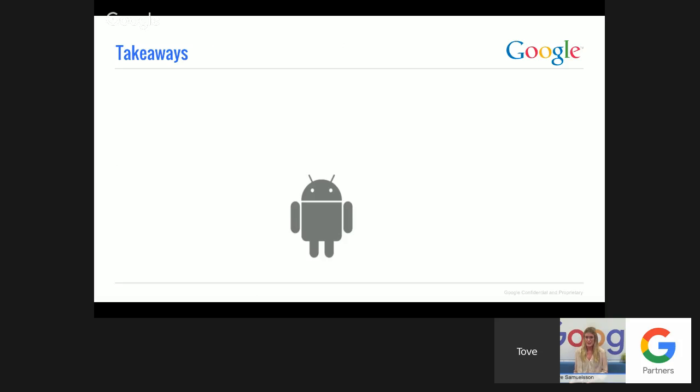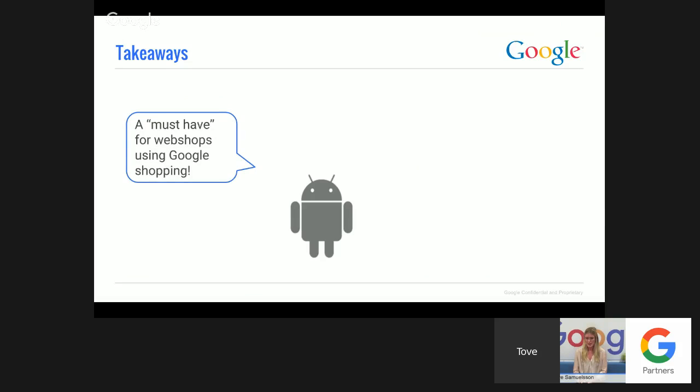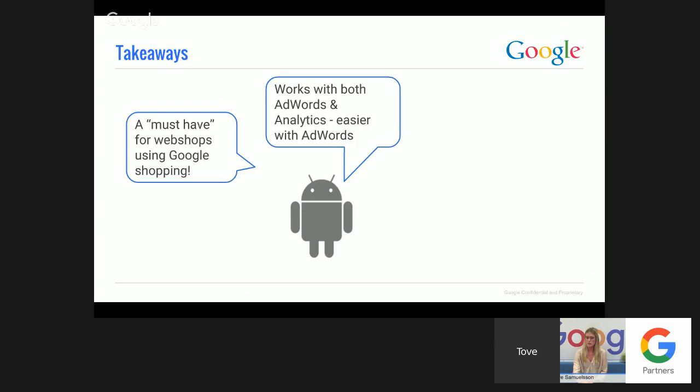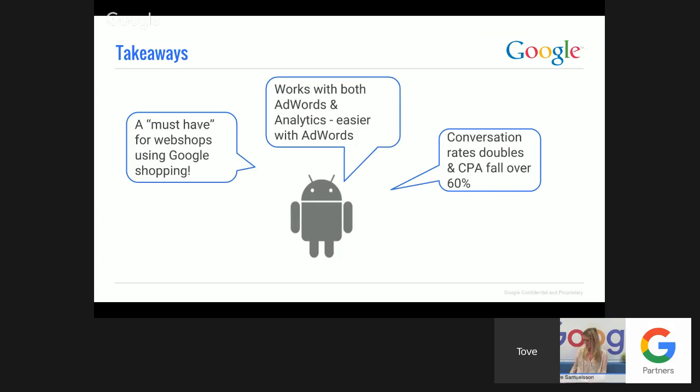So the key takeaways from this Hangout: dynamic remarketing is a must-have for web shops using Google Shopping. It's a great complement if you have Google Shopping. It works with both AdWords and Analytics. However, as I said, it's much easier to do it with AdWords. And conversion rate doubles and CPA falls over 60%.